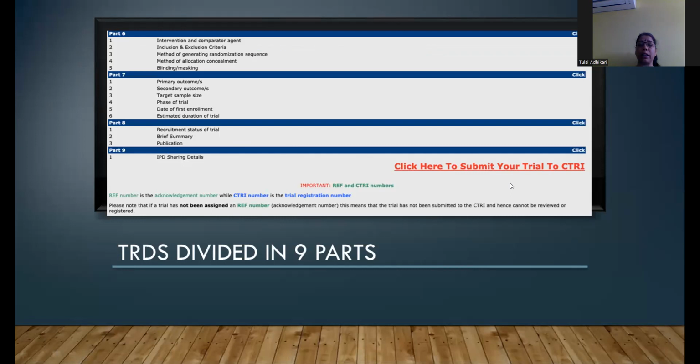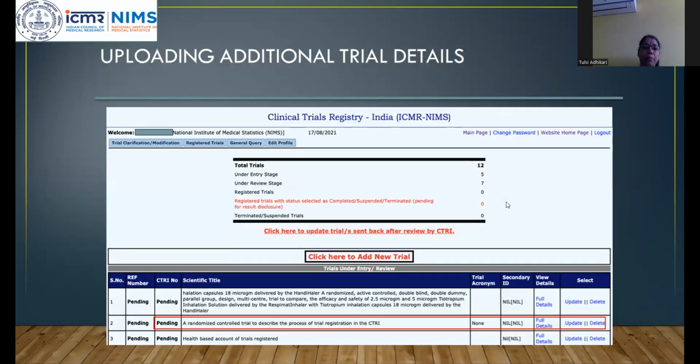So don't forget to click here. Suppose you just enter and then close your portal, then this will not reach us. This detail will not come to CTRI. It will be available with you only, not with us. So don't forget to click on submit your trial to CTRI. Once you submit, then only all these details will come to us.